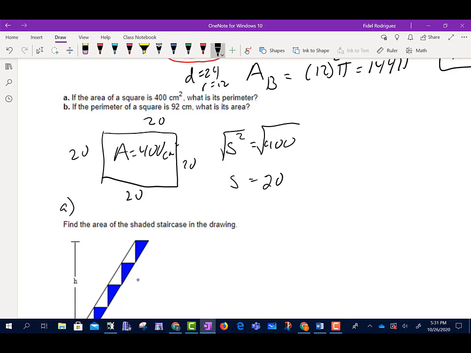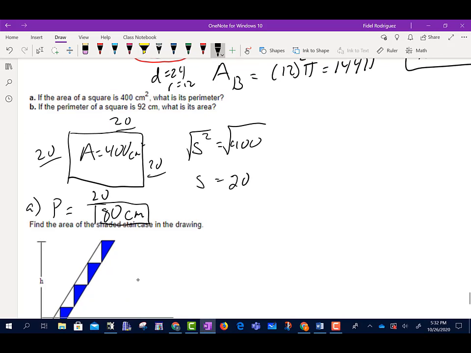So in part A, we're asked to find the perimeter. Perimeter just means, can we add them all up? Well, if we have 20 4 times, that would be 80 centimeters. Not squared, I'm sorry, just 80 centimeters. That would be my perimeter.